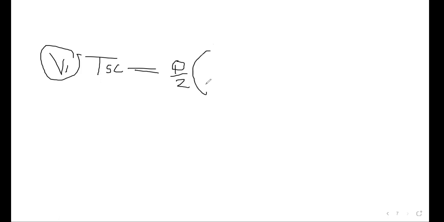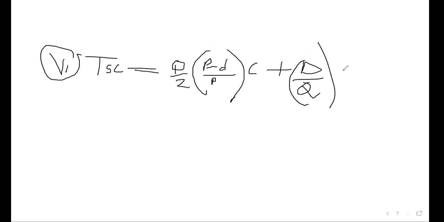Then we have the other one here, where we look at the total stocking cost for this model, where we simply say it is Q over 2, then P minus D over P, then by C, plus D over Q by S. This S is called setup cost per setup, because we are setting up for production, not ordering. Setup cost per setup.